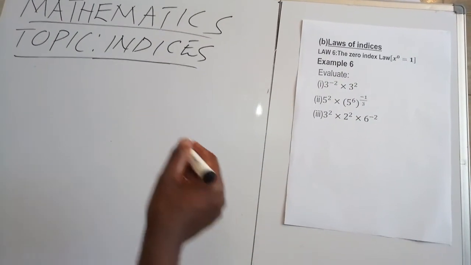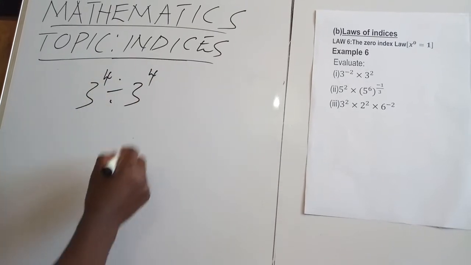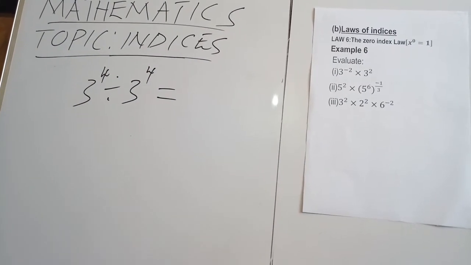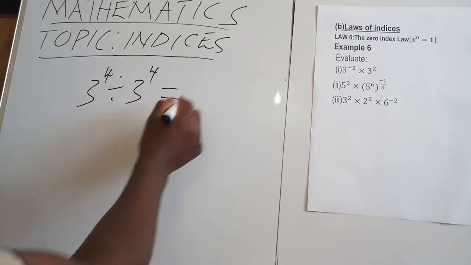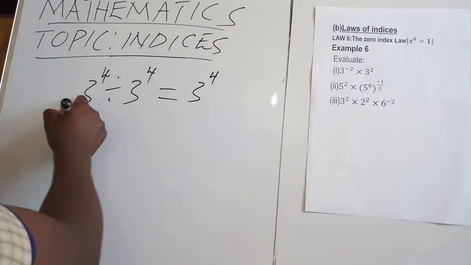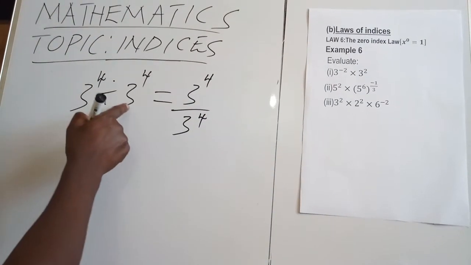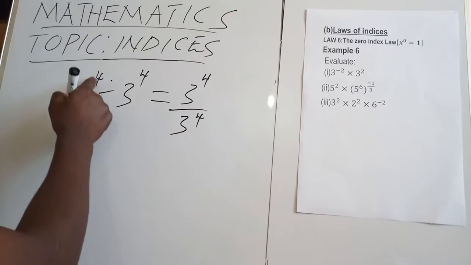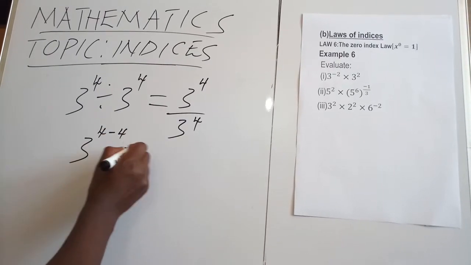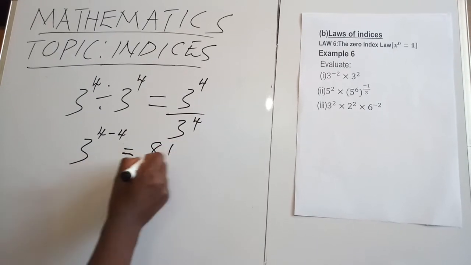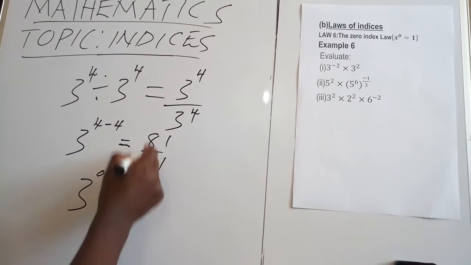the example number 6. Illustration here, we have 3 power 4 divided by 3 power 4. On one side, I will use the long division. On the other side, I'm going to use the law of division of numbers having same bases. So here, I will argue that 3 power 4 divided by 3 power 4 is the same as 3 power 4 over 3 power 4. Now, having the same bases and we are dividing, I should subtract the powers. So I will have 3 raised to power 4 minus 4. What about here? Here I will get 81 over 81. So what will this give me? This will give me 3 power 0 and this will give me 1.